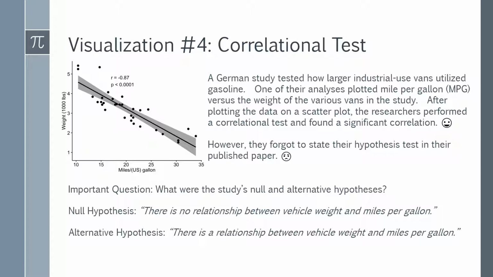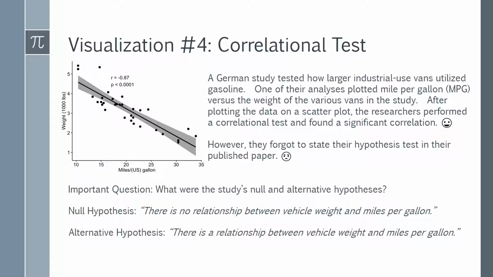Visualization number 4 is a correlation test, and it serves to generate a hypothesis that is derived from a correlation of two variables, in this case weight of a vehicle and its miles per gallon. We are looking to see if there's a relationship between the two variables, and if so, are the correlations meaningful. So in the scatter plot, the x-axis represents miles per gallon, and the y-axis represents the weight of the vehicle.